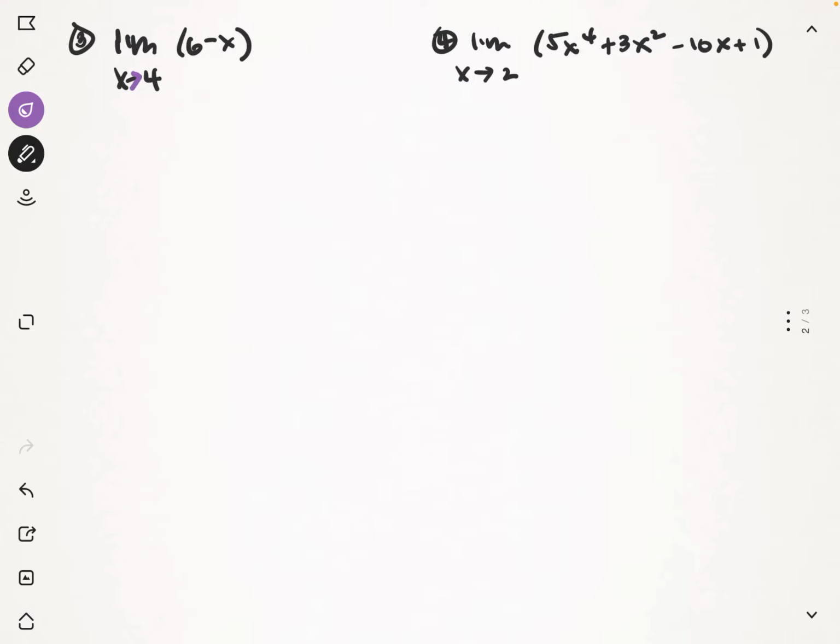Oops, forgot my arrow here. Limit as x approaches 4 of 6 minus x. Again, we can substitute 4 for x. This is going to be 2. I'm breezing right through this. Limit as x approaches 2 of 5x to the 4th plus 3x squared minus 10x plus 1. This looks complicated, but we're still allowed to substitute.